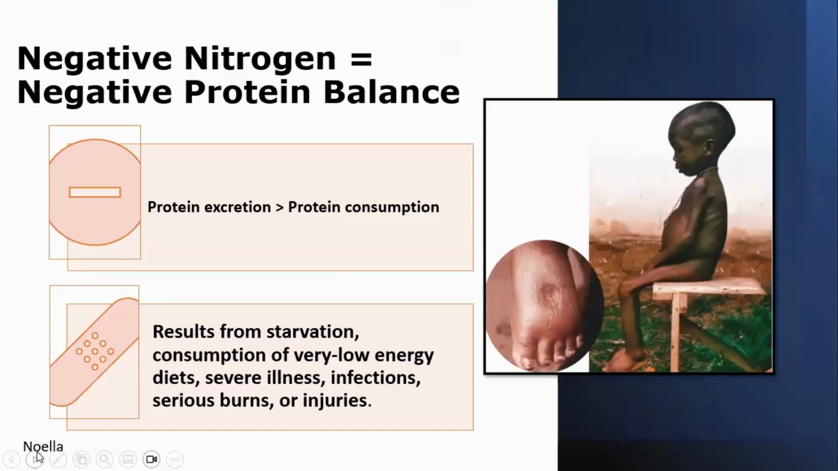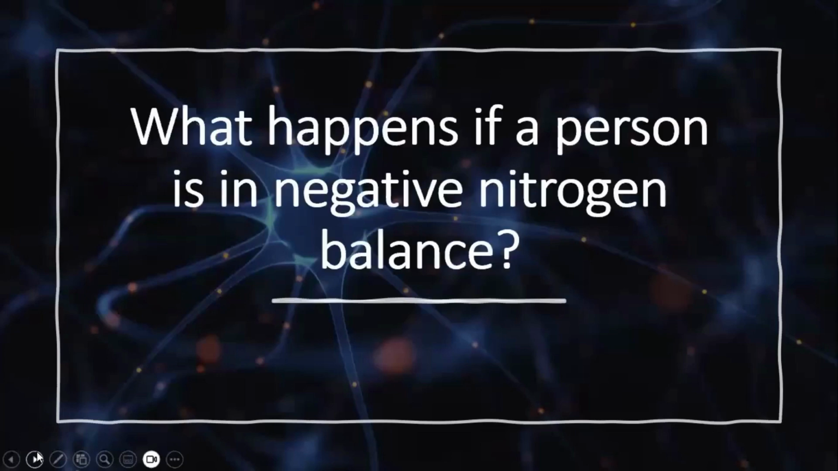Let's move on to negative nitrogen balance or a negative protein balance. This is when your protein excretion is way more than your protein consumption. And so you have less protein in your body. This could result from starvation, consumption of very low energy diets, severe illnesses, infections, serious burns, or even injuries. So, what do you think happens if a person is in negative nitrogen balance? Are they not eating enough protein? Where are they getting their protein from?